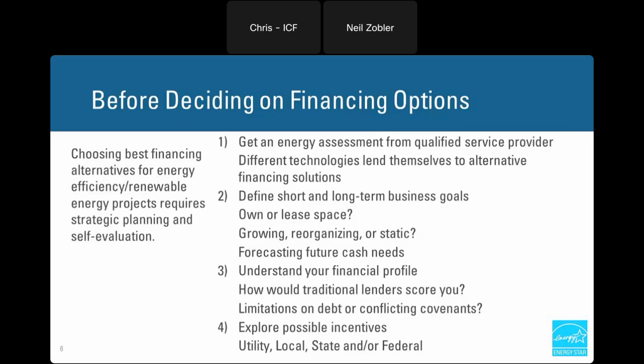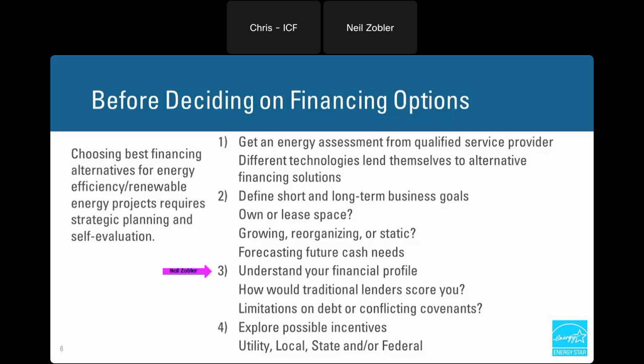But before deciding on the options, the best financing options require some strategic planning and self-evaluation. Well, what do we have to look at? I suggest that you start with getting an energy assessment from a qualified energy service provider, because different technologies lend themselves to alternative financing solutions. And we're going to drill down on that in today's talk. You need to define short and long-term business goals. Do you own? Do you lease? Are you growing? Are you reorganizing? Are things static? What are you going to need this year, next year, and five years? So these are good questions to understand before you delve into how to finance a project.